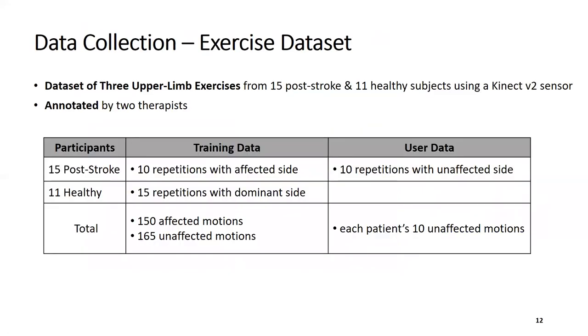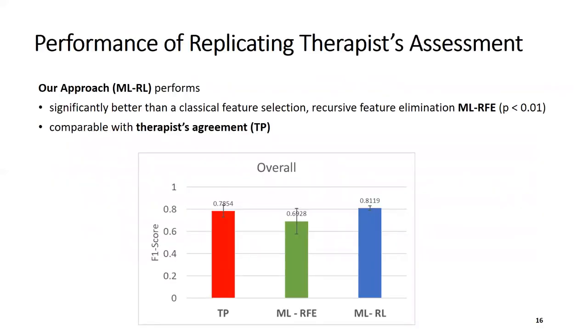For the experiment, we collected the dataset of the following exercise from 15 post-stroke and 11 healthy subjects, which were annotated by 2 therapists. We found that our approach performs significantly better at replicating therapists' assessment than the classical feature selection method, recursive feature elimination, and also achieves comparable performance to the therapists' agreement.